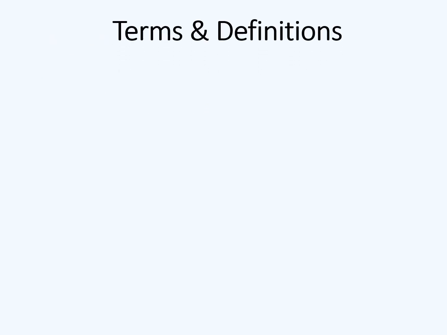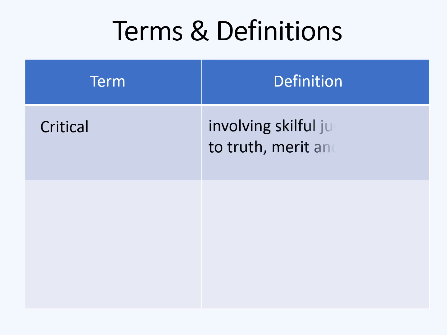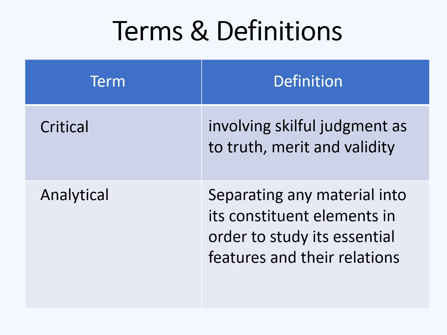Let's begin by clarifying the key terms that we'll be using during the presentation. When we use the term critical, we're describing a judgment that we make about specific sources. The word analytical, in this sense, is used to refer to the process of breaking information down into its constituent parts and providing a rationale as to why the material is presented in this way.